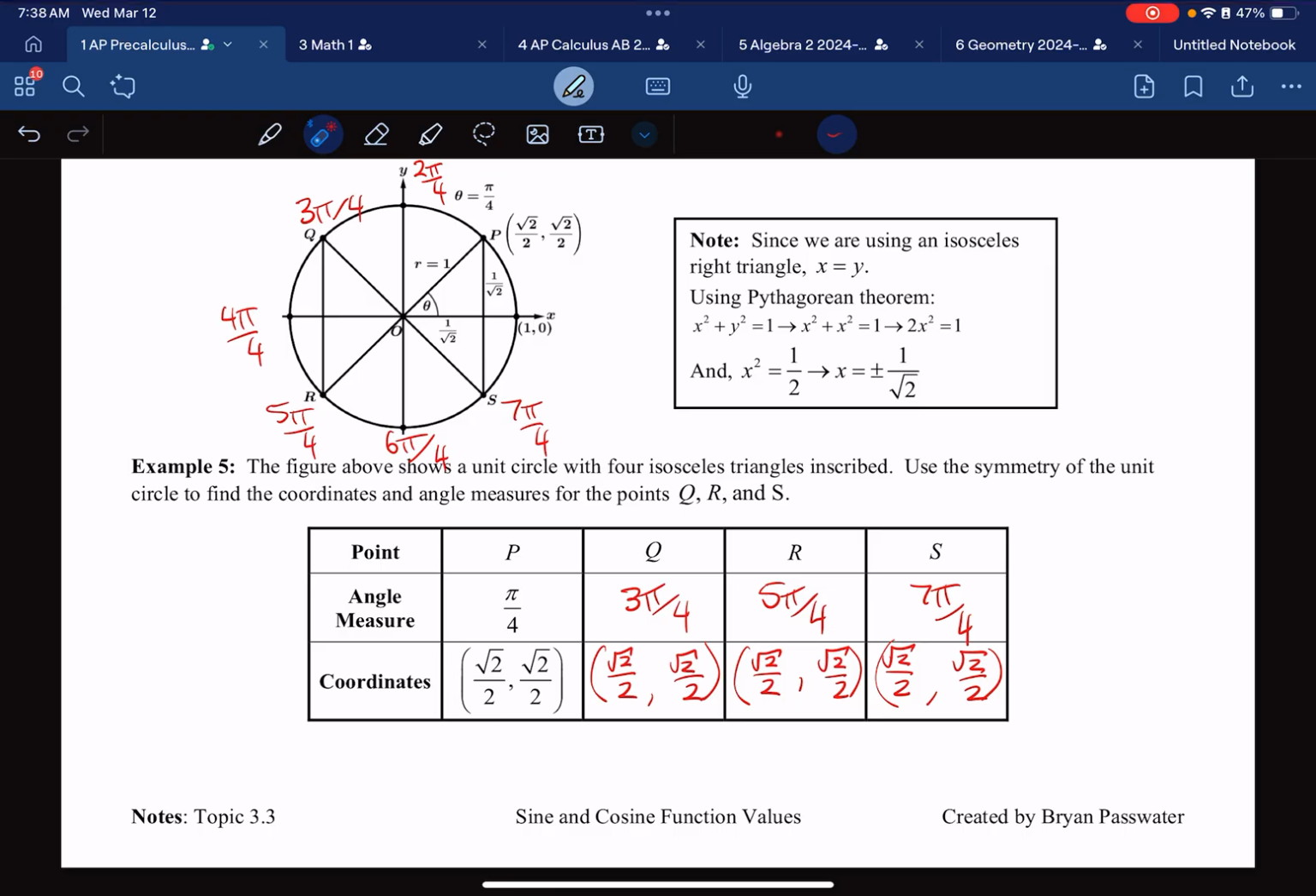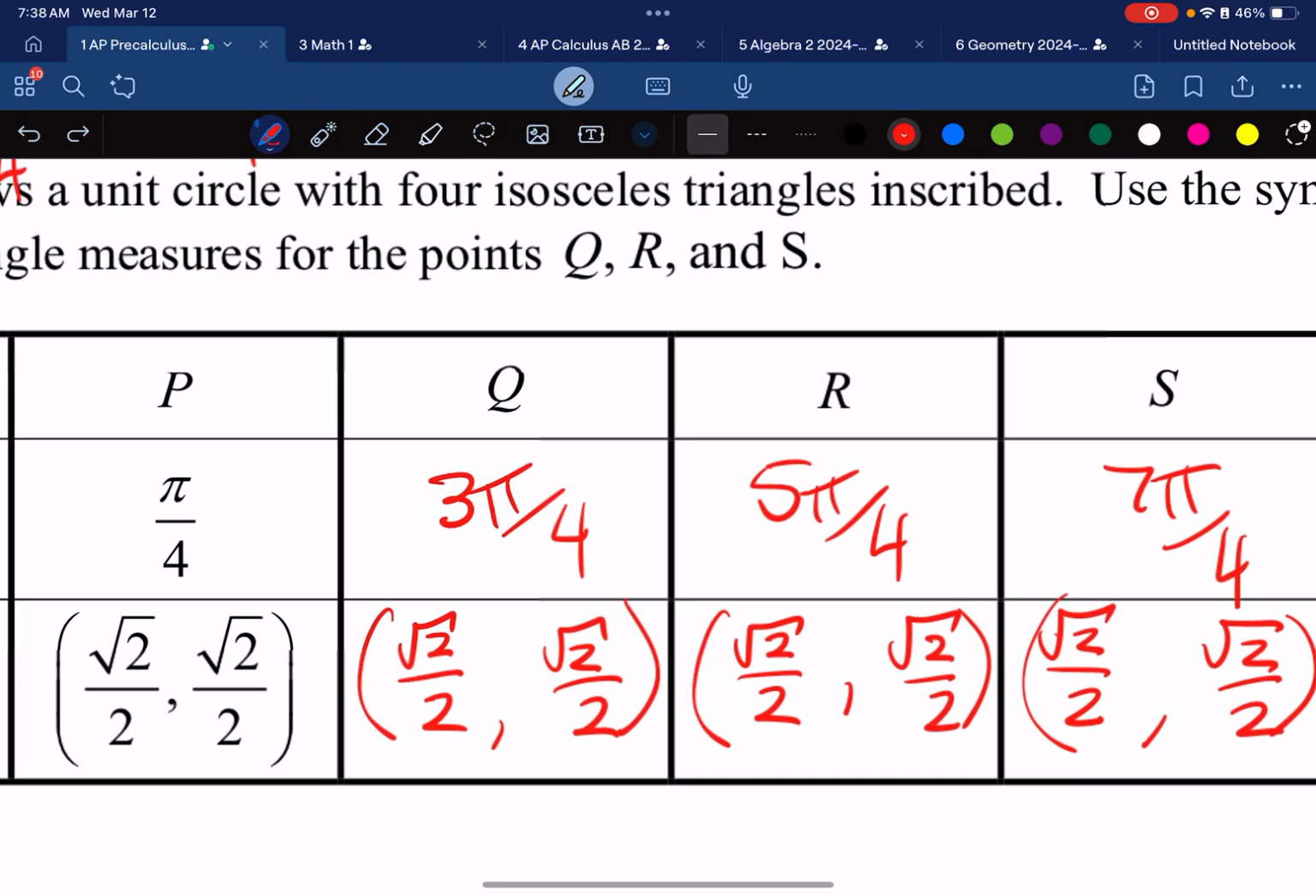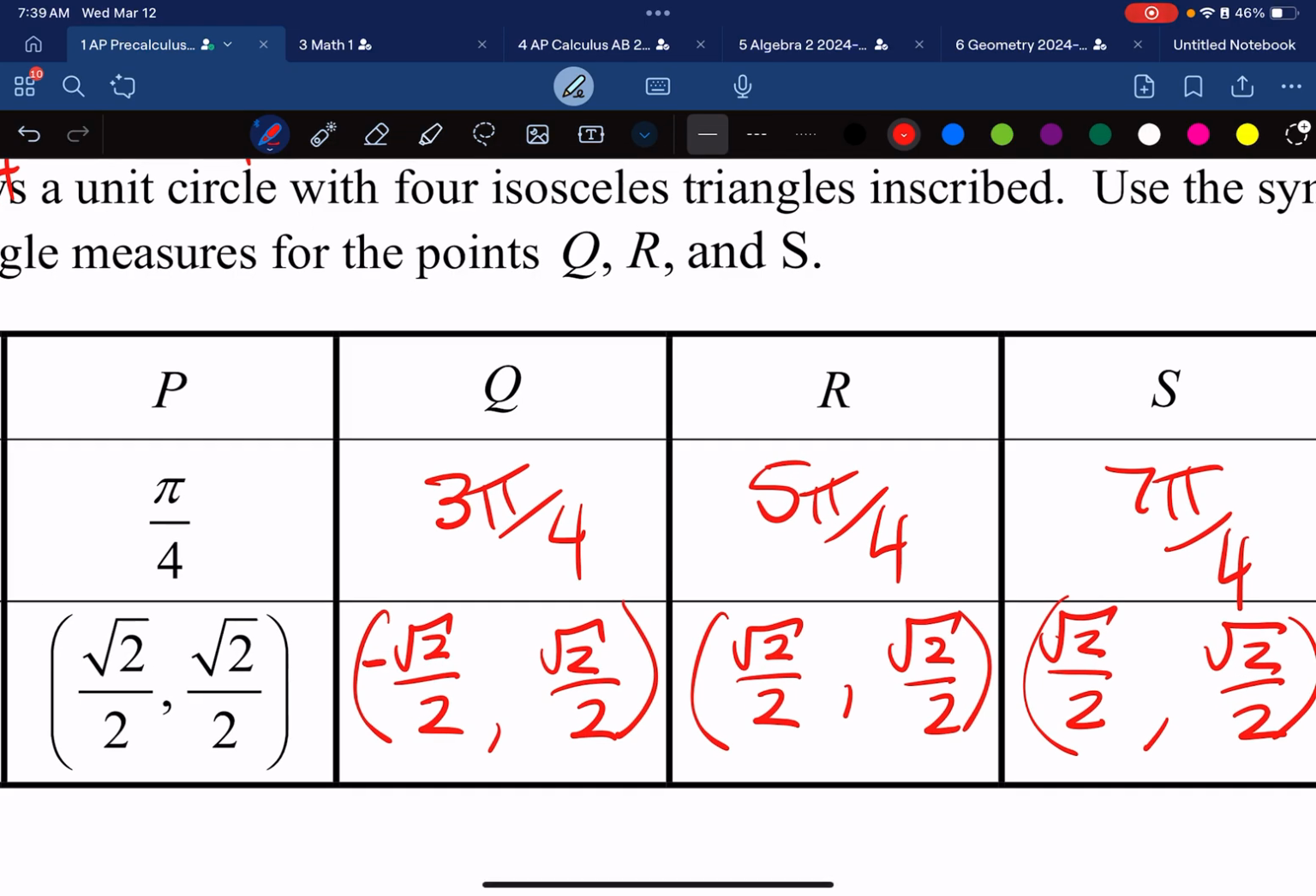Now I'm going to remind myself, this one was positive, positive. This one's going to be negative for the x-coordinate because I'm over here, but it's still positive for the y-coordinate. So that means for point Q, I should have a negative x-coordinate. I'll put a negative, oh, that negative kind of blended into the fraction, didn't it? I'll put a negative out front like that.